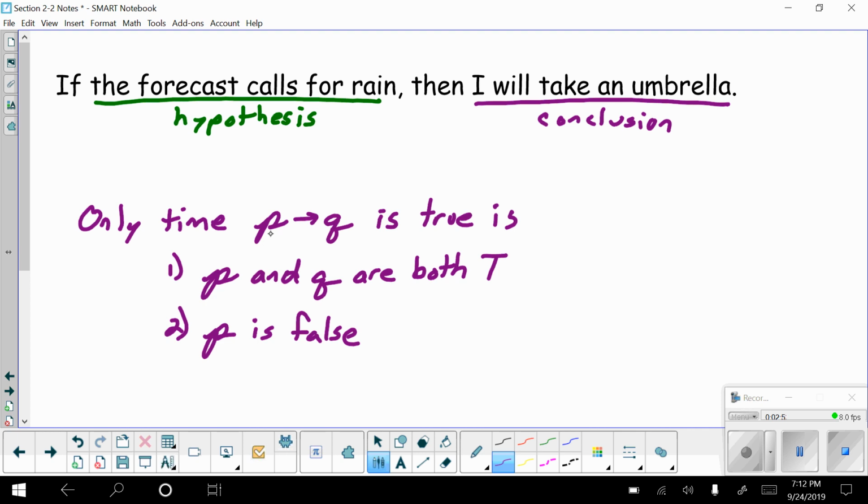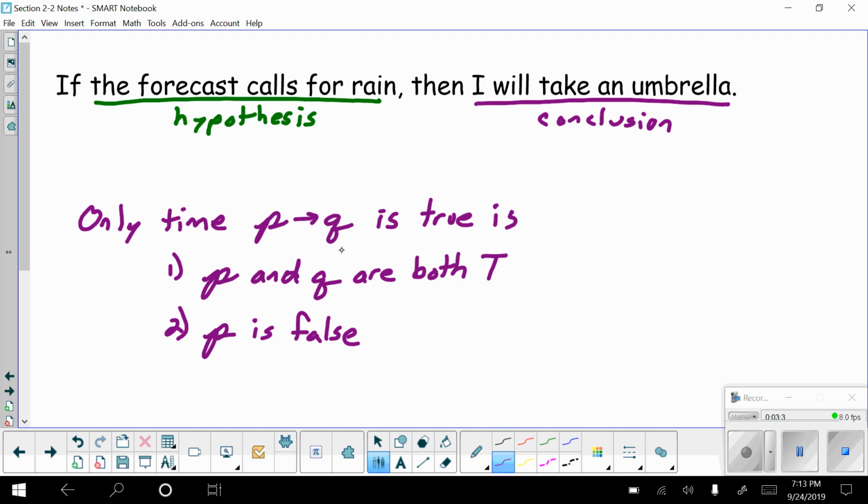But if my hypothesis is false, it doesn't matter what the truth value of the conclusion is. If the hypothesis is false, my conditional must be true. And this feels weird because then we could get away with saying if donuts fall from rain clouds, then Mr. Carrillo is the ruler of the world. And that would have to be a true conditional statement, because the only way I could show a conditional statement is false is by providing a counterexample.